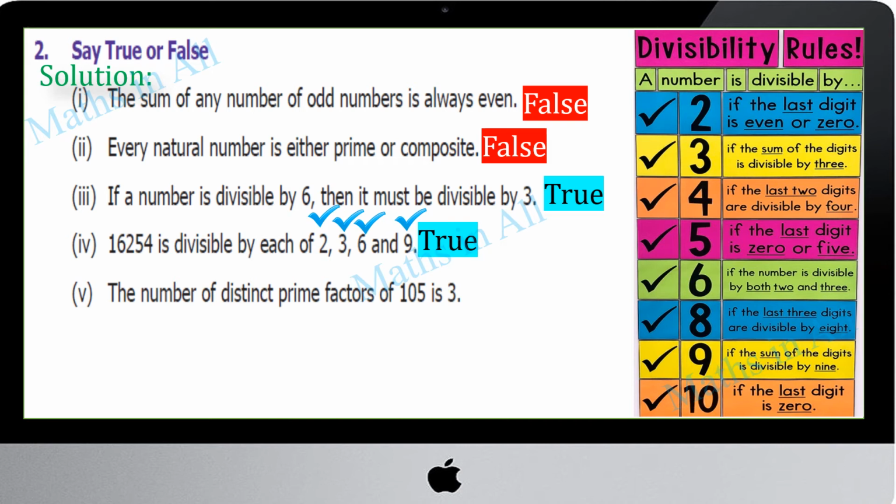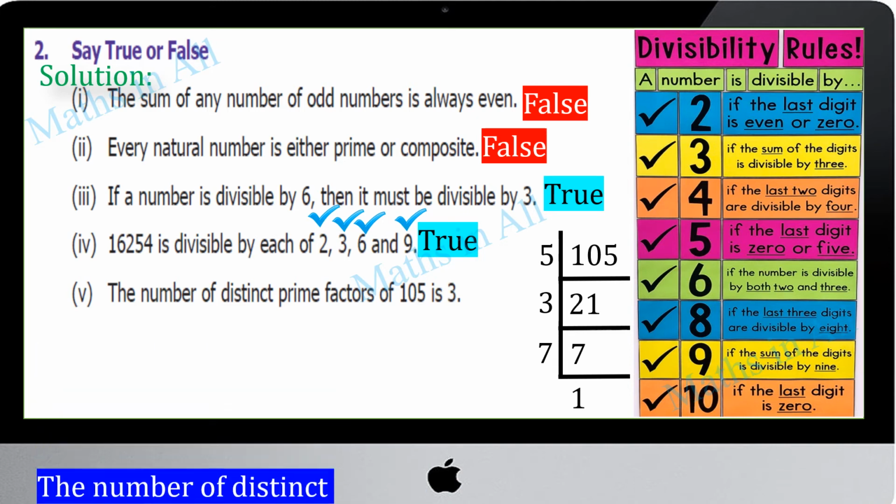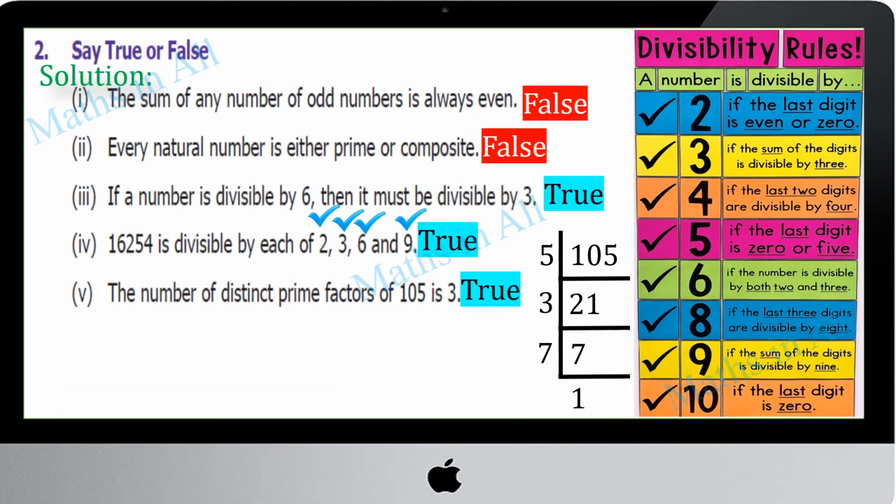Okay. Fifth, the number of distinct prime factors of 105 is 3. So we need the distinct prime factors. Okay, not repeated prime factors, distinct. So we need 105. Yes, here is the answer. See here 5, 3, 7, isn't it? So there are 3 numbers, and they also said there are 3 distinct prime factors. So the answer is correct. Clear? So the statement is true, right? Good.